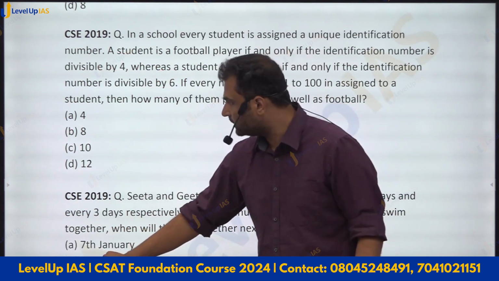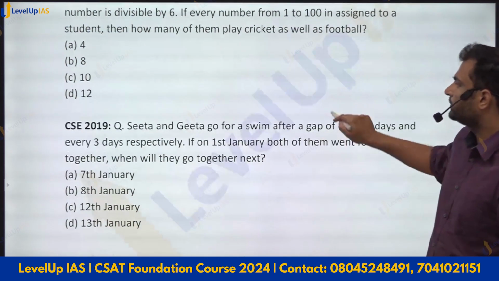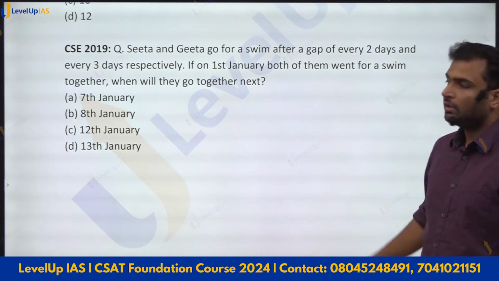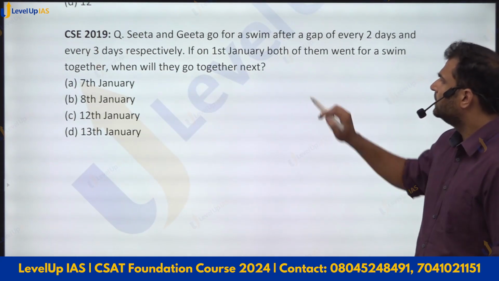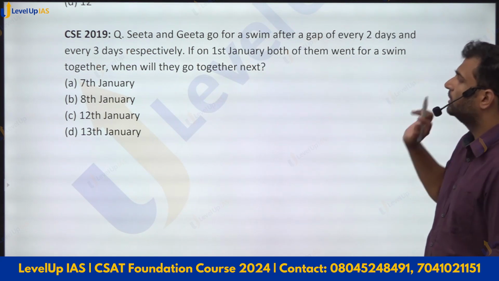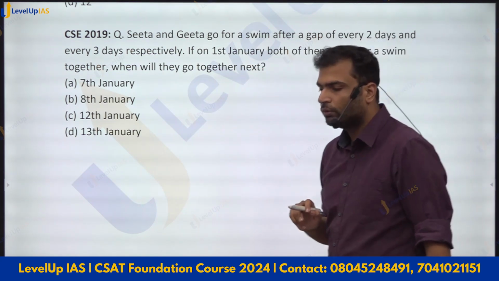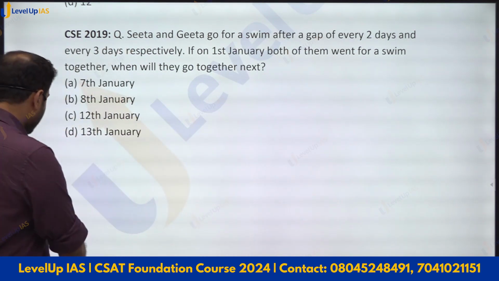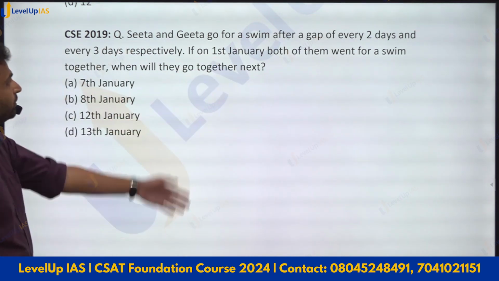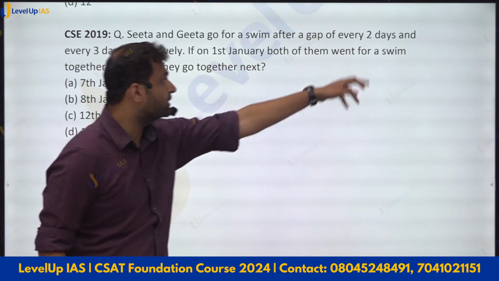And the last question for today is that Sita and Geeta go for a swim after a gap of every 2 days and every 3 days respectively. If on 1st January both of them went for a swim together, when will they go next together? Again, this question is from LCM, but you don't even need that here. You just need to write the first few days, because very small gaps are given, 2 and 3.